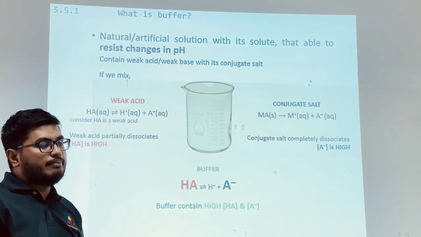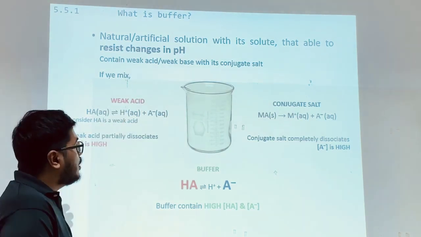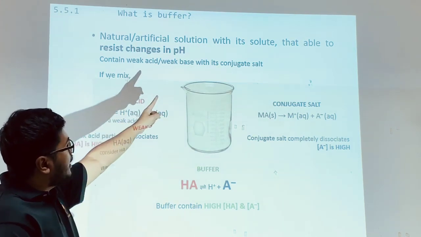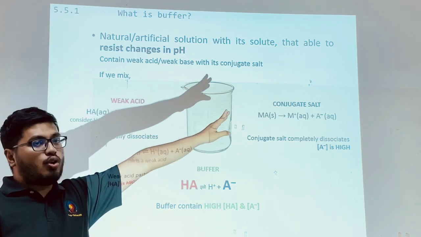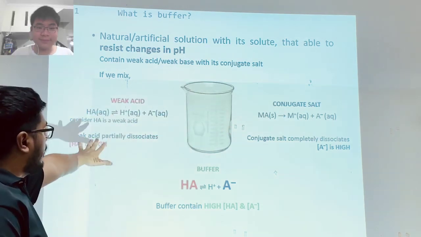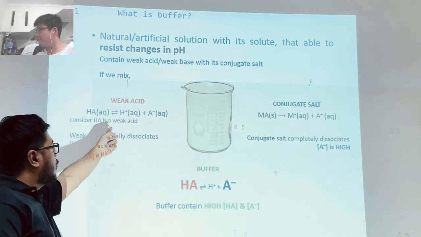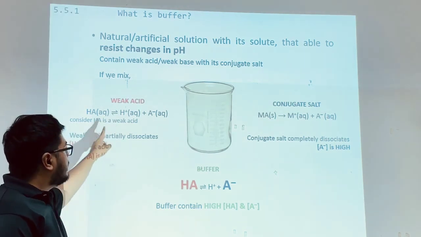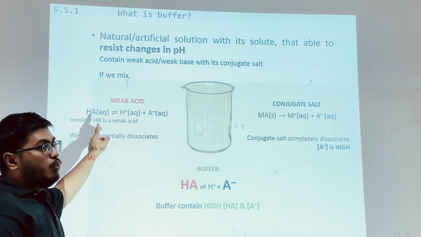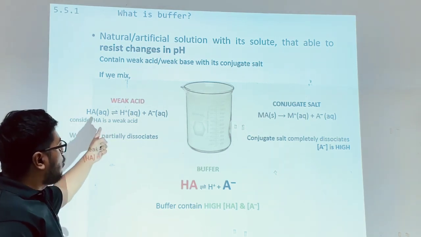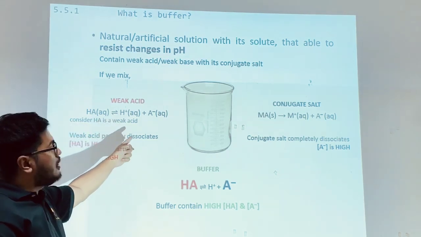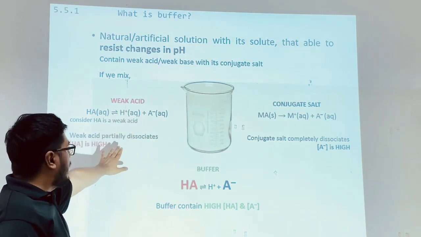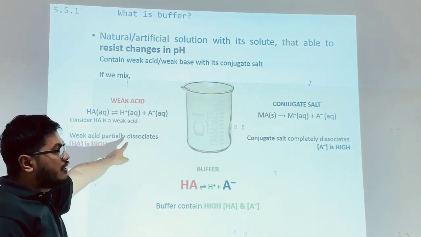So in acid and base, to produce a buffer, we will mix a weak acid or weak base with its conjugate salt. So for example here, we have a weak acid. We denote HA as the weak acid. The weak acid dissociates partially to produce H plus and A minus. So the weak acid partially dissociates.